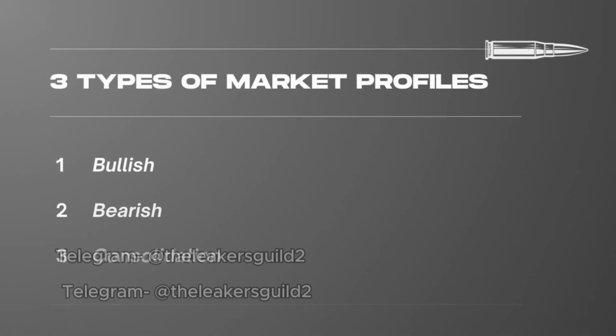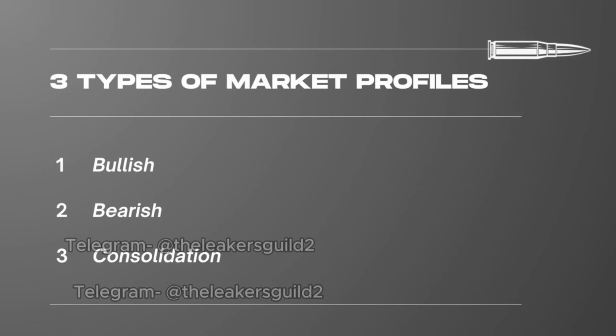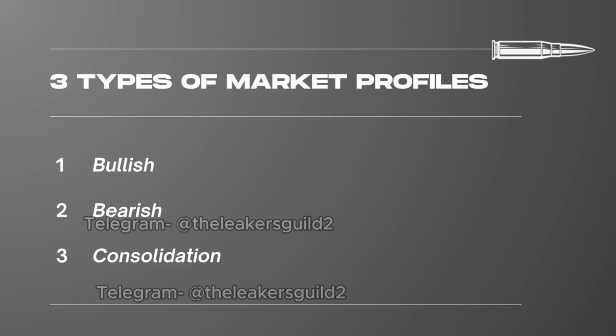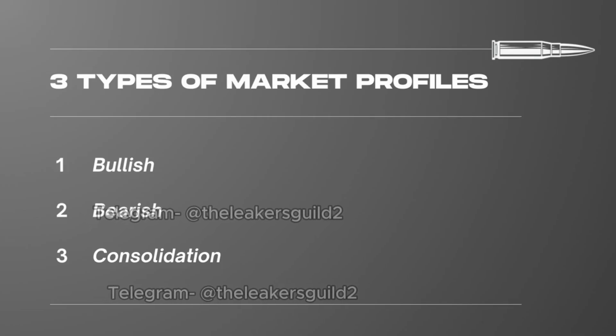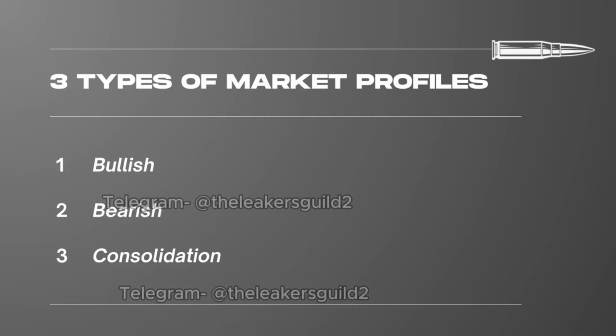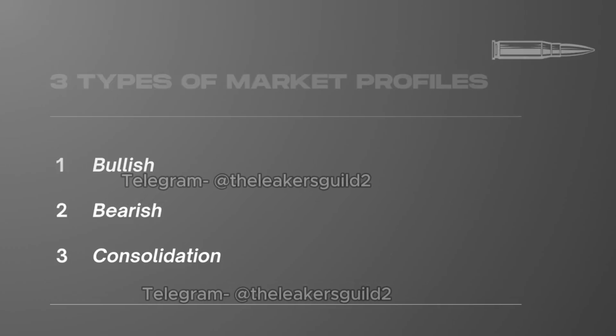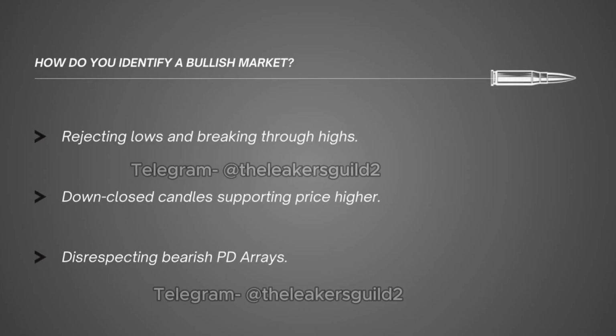Now, first of all, we need to determine in what type of market profile we are in. So we've got three types of market profiles. We've got a bullish market profile, we've got a bearish market profile, and we've got consolidation, which is sideways price action.